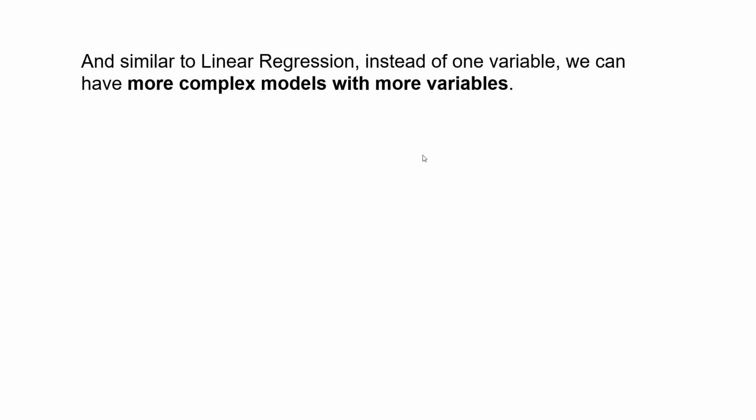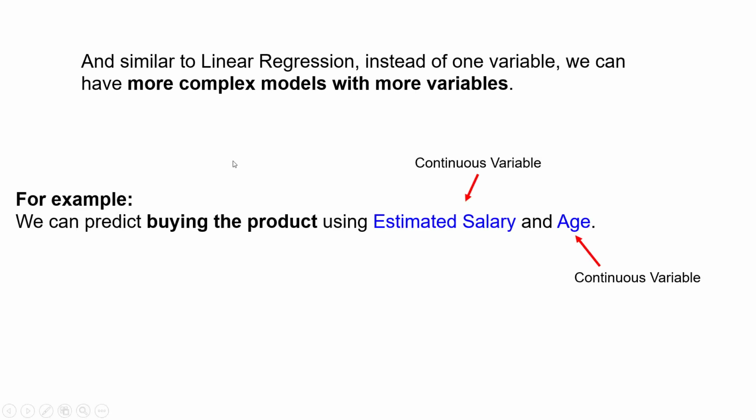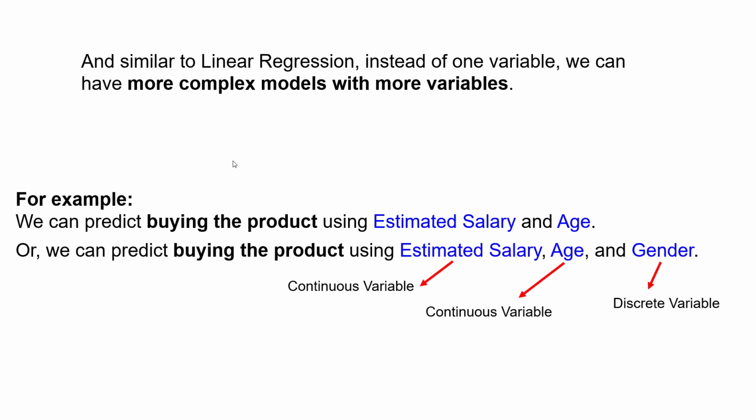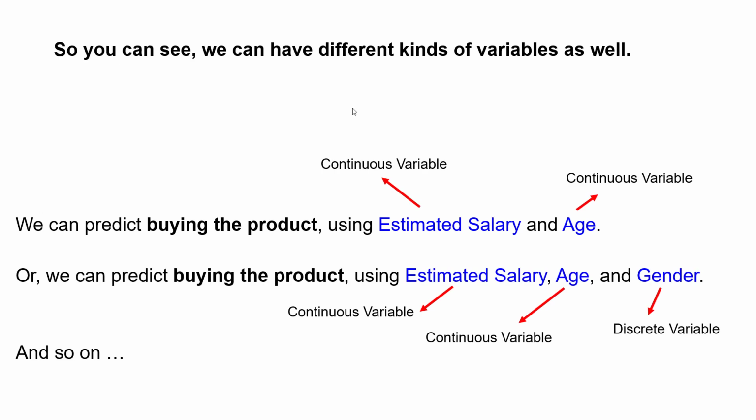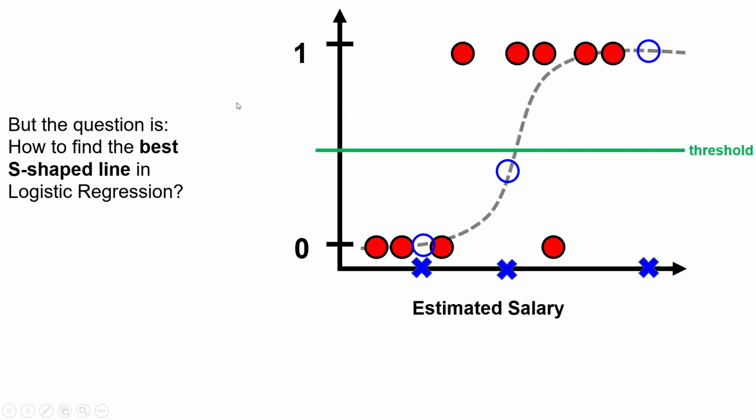And similar to linear regression, instead of one variable, we can have more complex models with more variables. For example, we can predict buying the product using estimated salary and age. Or we can predict buying the product using estimated salary, age, and gender, and so on. So you can see you can have different kinds of variables as well. But the question is how to find the best S-shaped line in logistic regression.